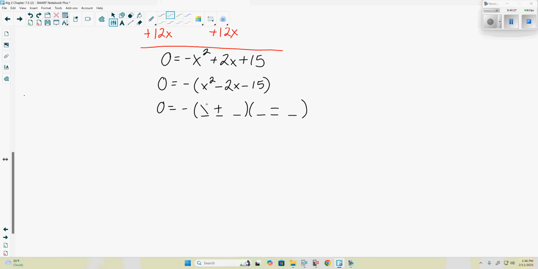Now, since our third term is negative, our signs are going to be opposite, positive and negative. Only factors of x squared are x and x. And the factors of 15 are 1 and 15, or 3 and 5. And for this here, we're going to want x plus 3 and x minus 5 to get that negative 2x middle term. And if we do check this here, x times negative 5 would be negative 5x. 3 times x would be plus 3x, which does indeed give us the negative 2x.